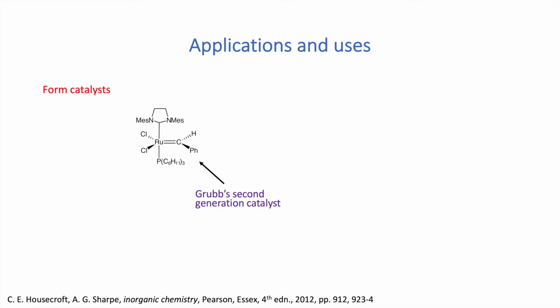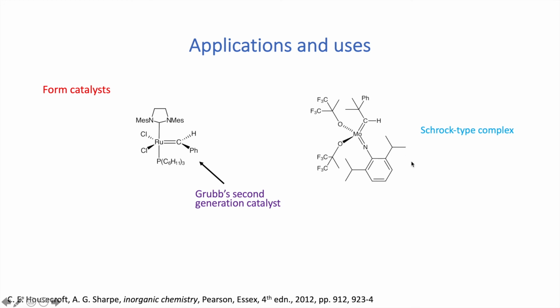Now we move on to applications and uses. So the most common use of metal carbene complexes is to form catalysts, and the first example is this Grubbs second generation catalyst. There is a third, but you can go to this reference here and find it in the book. And the second example is a Schrock type complex.